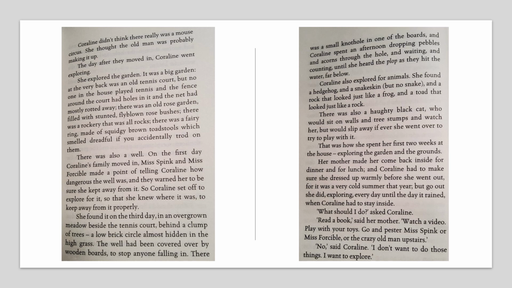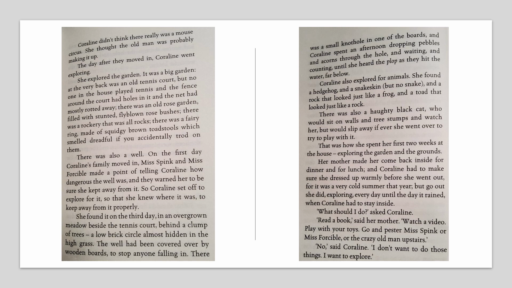The very back was an old tennis court, but no one in the house played tennis, and the fence around the court had holes in it, and the net had mostly rotted away. There was an old rose garden filled with stunted, fly-blown rose bushes. There was a rockery that was all rock. There was a fairy ring made of squidgy brown toadstools which smelled dreadful if you accidentally trod on them. There was also a well.